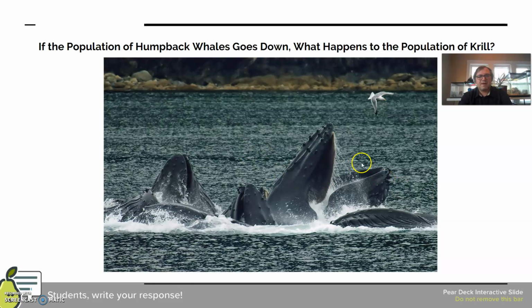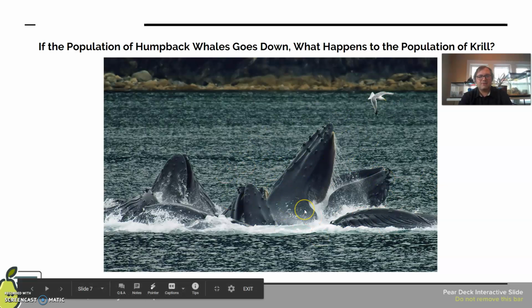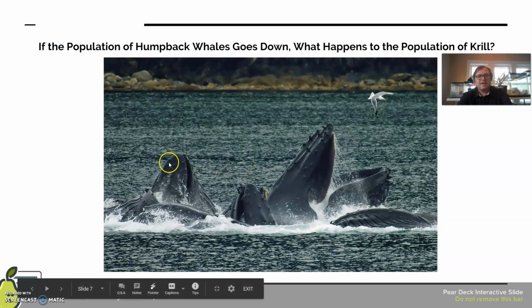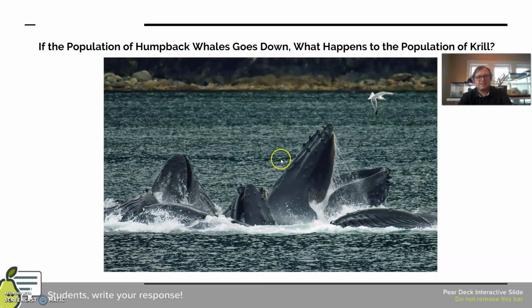If the population of humpback whales goes down, what happens to the population of krill? You can't see the krill in this picture. Krill are really, really tiny. They almost look like shrimp, but they're little crustaceans that live in the water, and lots of large creatures like whales will actually eat them. So in this case, the whale is the predator, the krill is the prey. That's why they've got these special teeth called baleen that help them sift it through the water like a strainer.